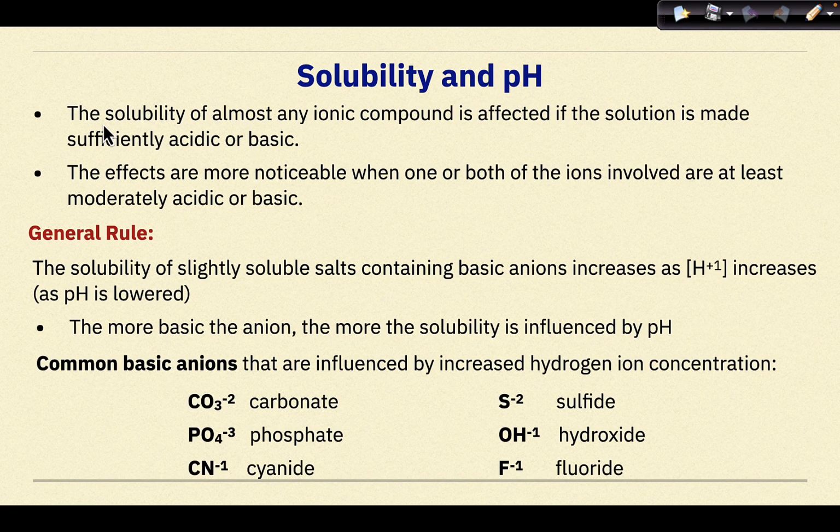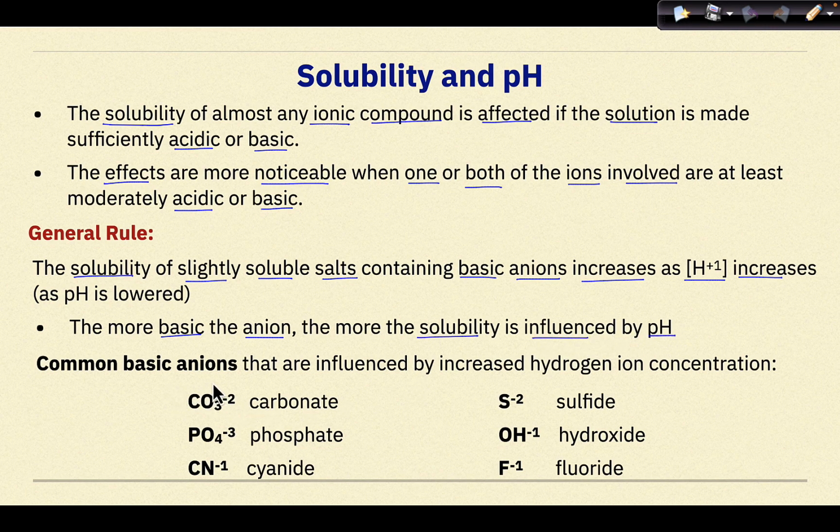Solubility and pH. The solubility of almost any ionic compound is affected if the solution is made sufficiently acidic or basic. The effects are most noticeable when one or both of the ions involved are at least moderately acidic or basic. General rule: the solubility of slightly soluble salts containing basic anions increases as the hydrogen ion concentration increases or as the pH is lowered. The more basic the anion, the more the solubility is influenced by pH.